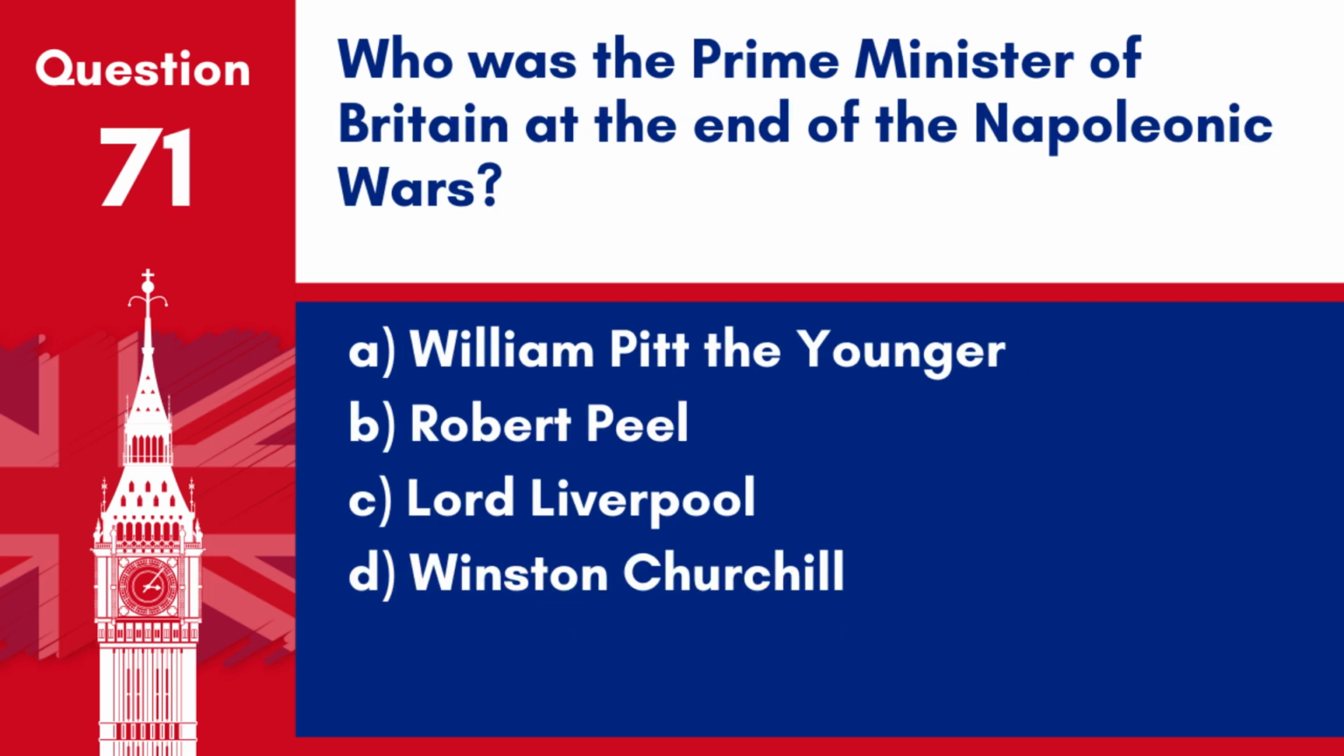Question 71. Who was the Prime Minister of Britain at the end of the Napoleonic Wars? A. William Pitt the Younger. B. Robert Peel. C. Lord Liverpool. D. Winston Churchill. Answer: C. Lord Liverpool. Lord Liverpool was the Prime Minister of Britain at the end of the Napoleonic Wars, overseeing the transition to a period of peace in Europe.